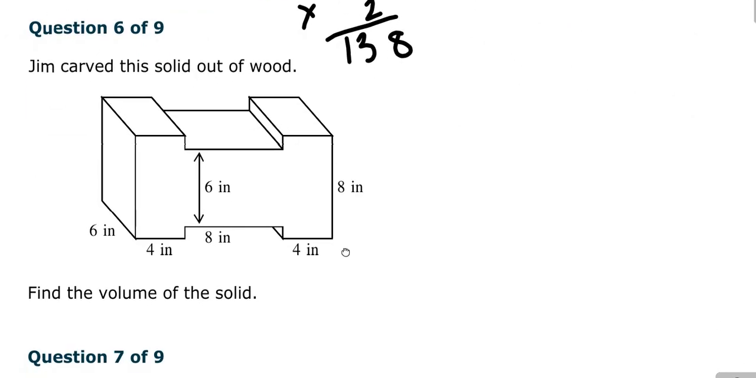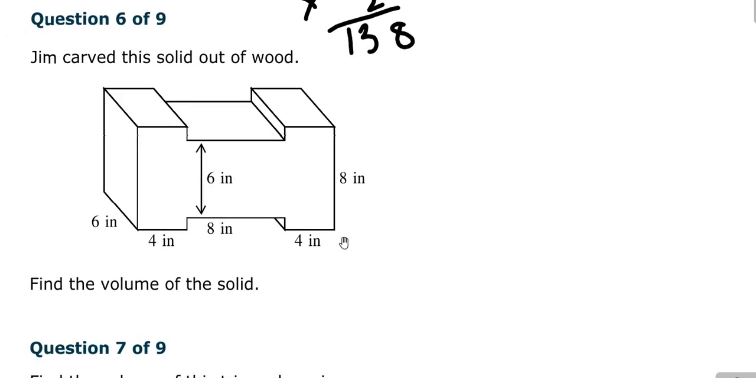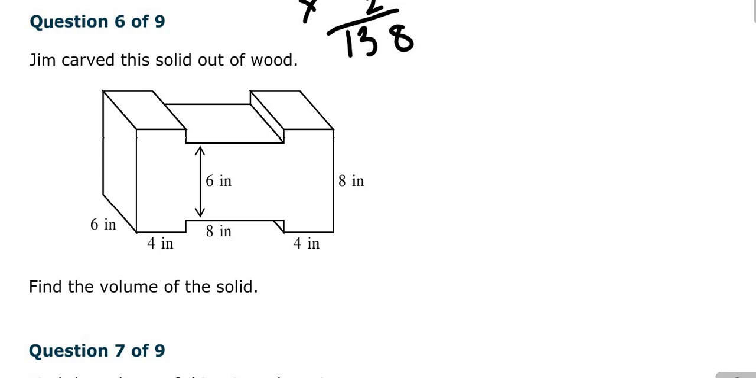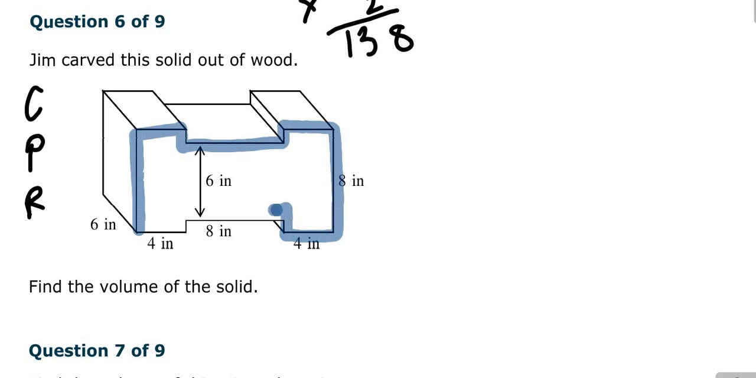Question 6. Jim carved this solid out of wood. Find the volume of the solid. Step 1, we need to identify our bases. Our bases, they're congruent. There's 2 of them. They're parallel to each other, and they're connected by nothing but rectangles. The bases here would be the front and back L shape. That would be considered the base.